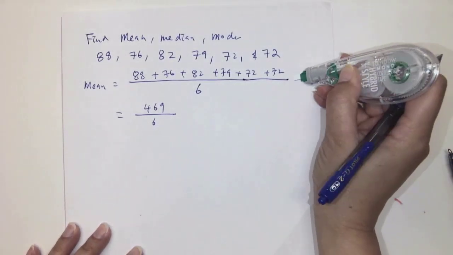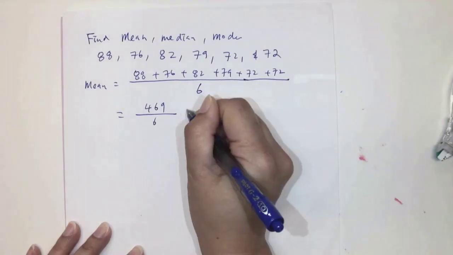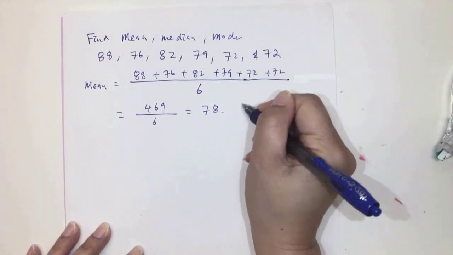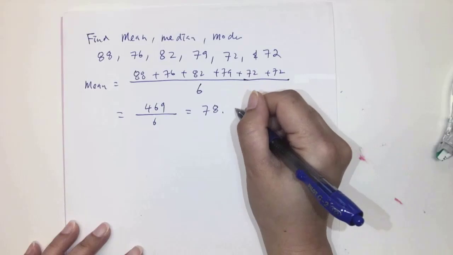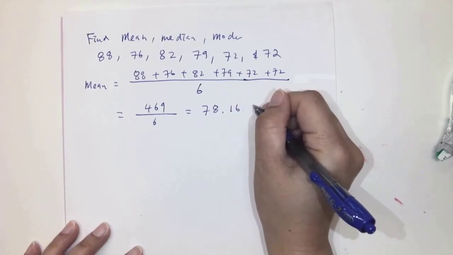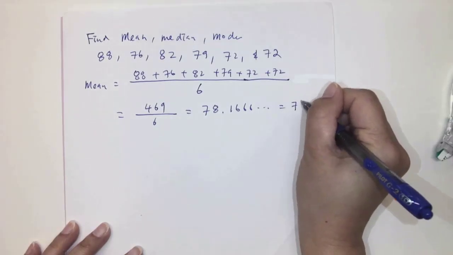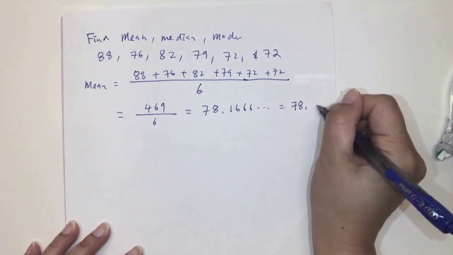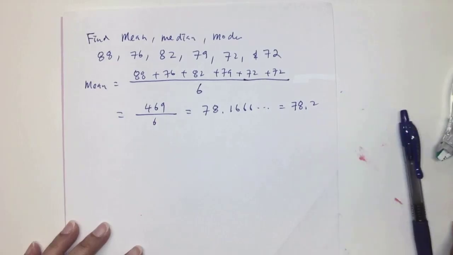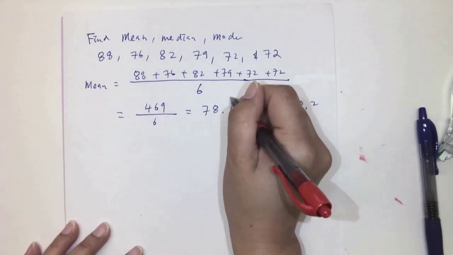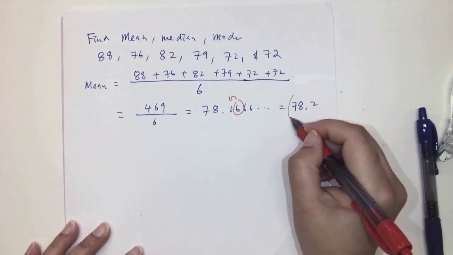If I want 1 decimal place, you get what? Point what? Okay, it's 1/6 like this, right? Repeating. So if I want 1 decimal place, it would be 78.2 because this one is more than 5, right? So it has to round up. Are we okay? All right.